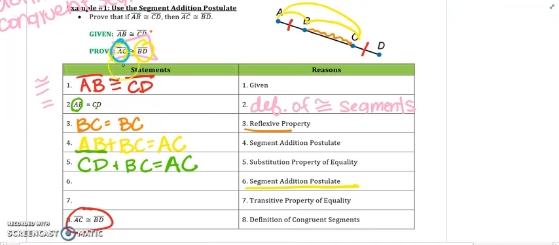So remember, we wanted to say something about AC because we know we're going to have to use it at the end. Now let's say something about BD because we're going to use it at the end. So I'm going to say BC plus CD equals BD.